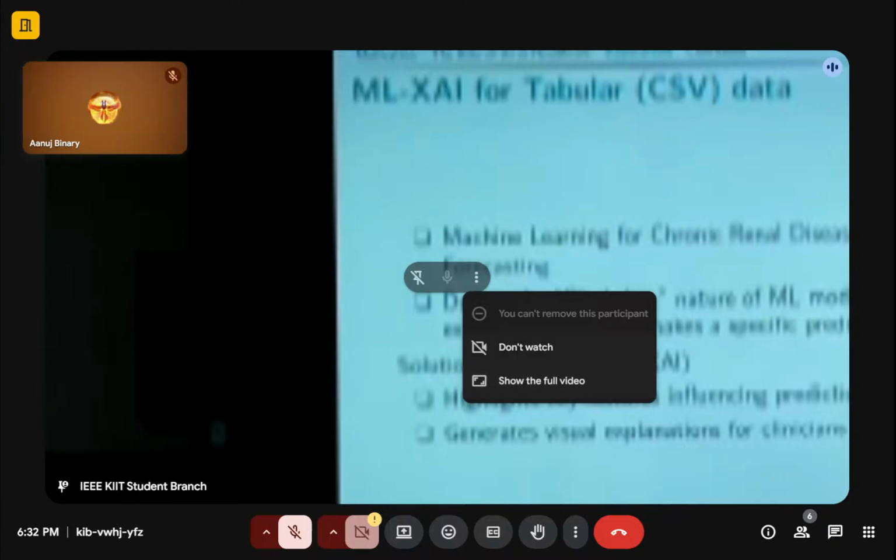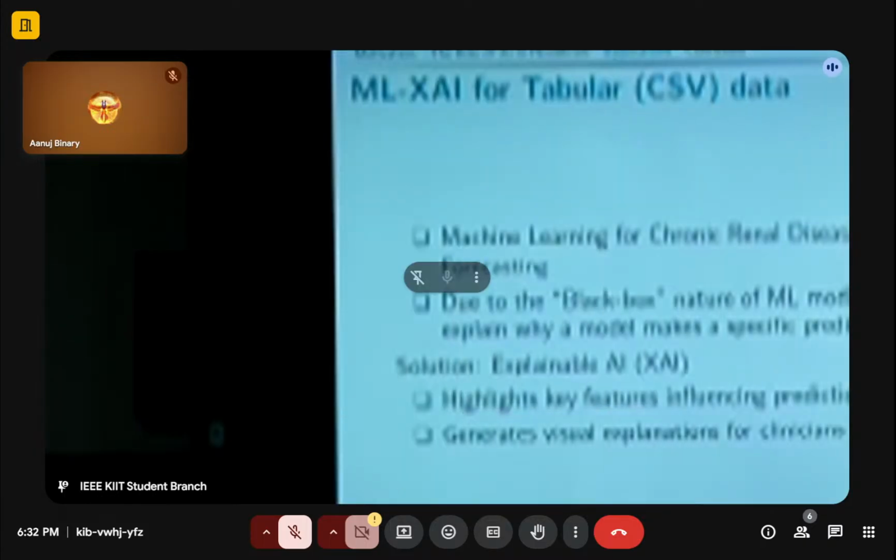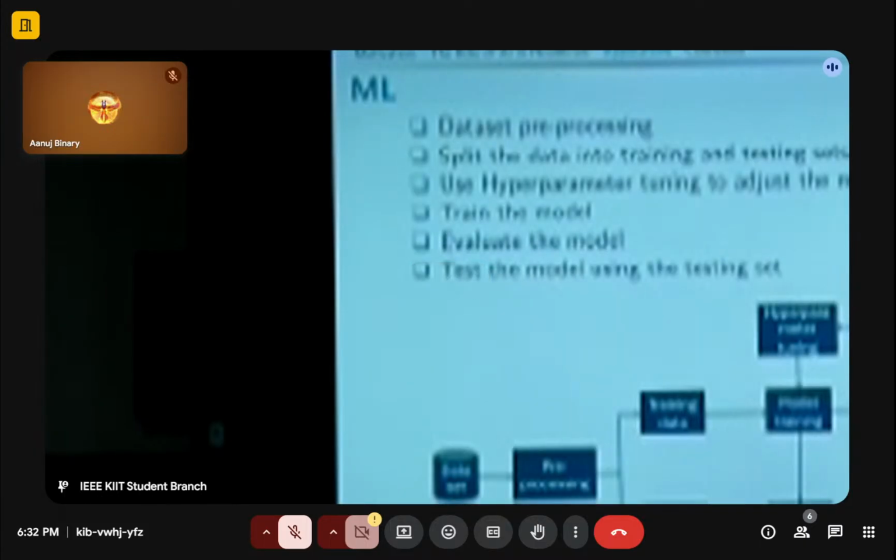I'll go to the next slide so you can understand in a better way. So you can see the ML. I hope all of you know about ML, how we take the data, then pre-process the data, after pre-processing we take the data in the form of numerics or text, and then we do training and testing.